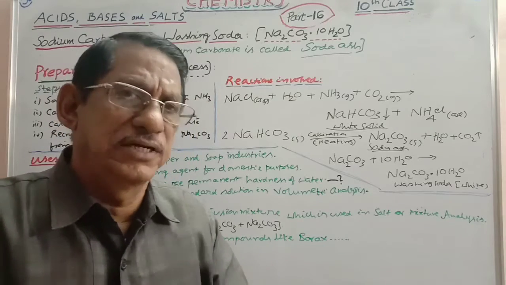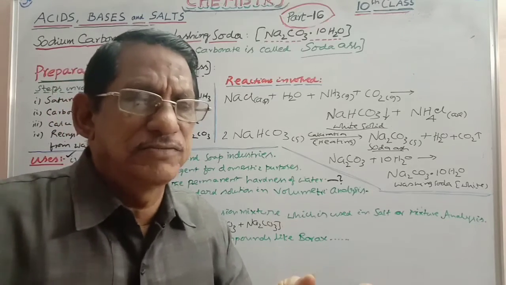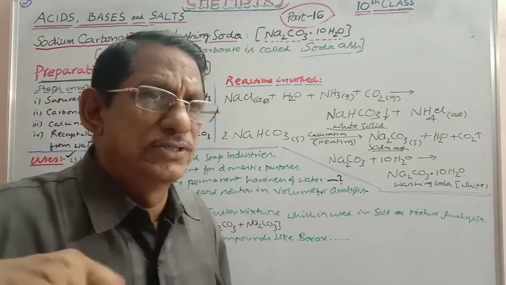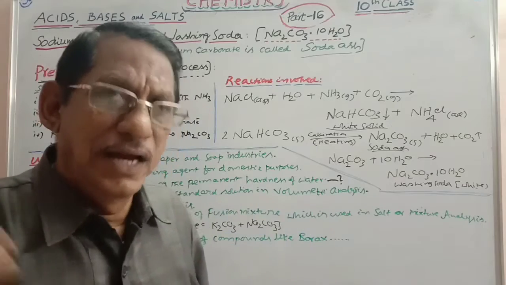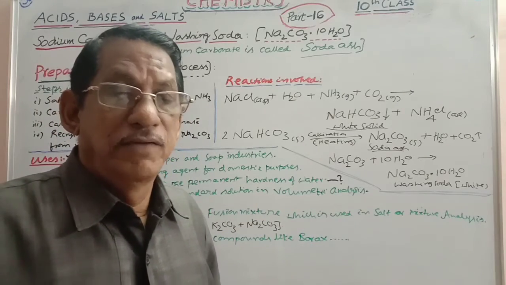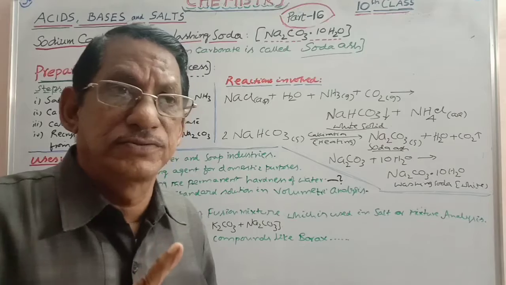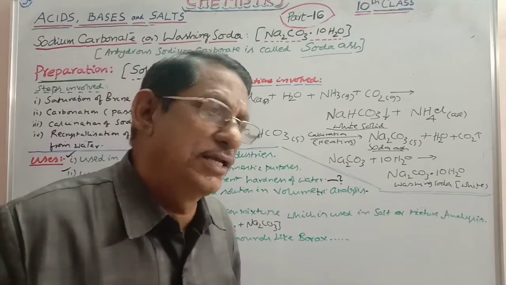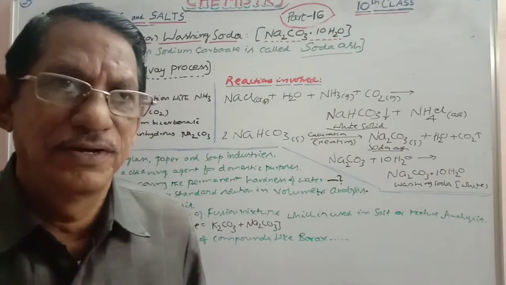While doing the titration, you will generally use indicators, because in acid the indicator will show one color, and in base it will show another color. Using indicators, you will find the endpoint and estimate the amount. For that purpose, certainly you have to take a solution whose molarity cannot be changed easily, even when it is exposed to air.